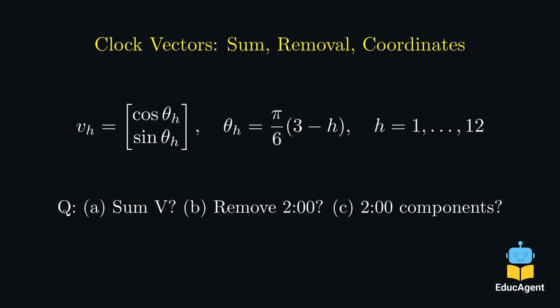Here are the 3 short questions we'll answer. The total sum of the 12-hour vectors. What happens if we remove the 2 o'clock vector? And the x and y components of the 2 o'clock vector. Take a moment. Can you see any symmetry that might make the sum simple? If not, don't worry, you'll get the satisfying explanation shortly.